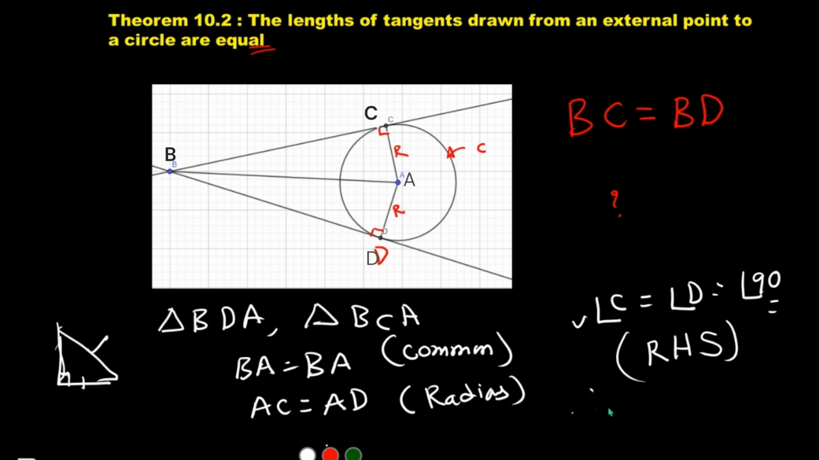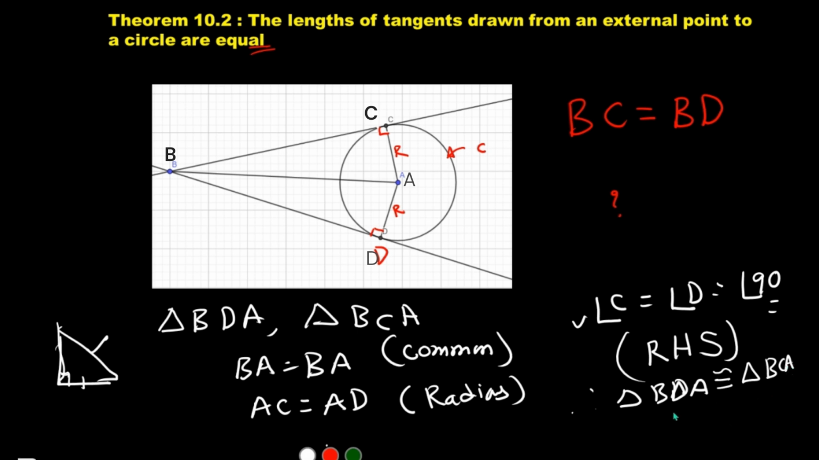Therefore, we can write triangle BDA is congruent to triangle BCA. How do you write the congruent triangles? Equal sign like this. So, triangle BDA is congruent to triangle BCA.